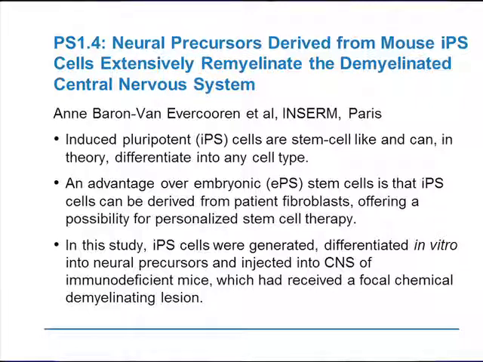So what this group did in the present study is generate iPS cells from mouse fibroblasts. They differentiated them in vitro into neural precursors, and then they injected those neural precursors derived from the iPS cells into the CNS of immunodeficient mice, so they wouldn't have any problem with immune rejection. And these mice had received a focal chemical demyelinating lesion, so they knew where to look for any evidence of repair.